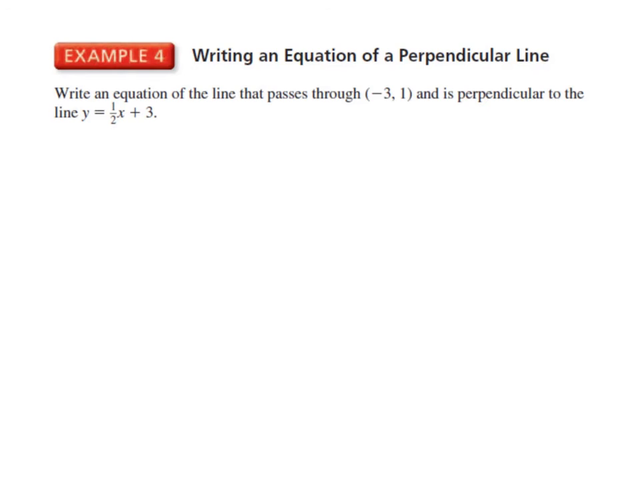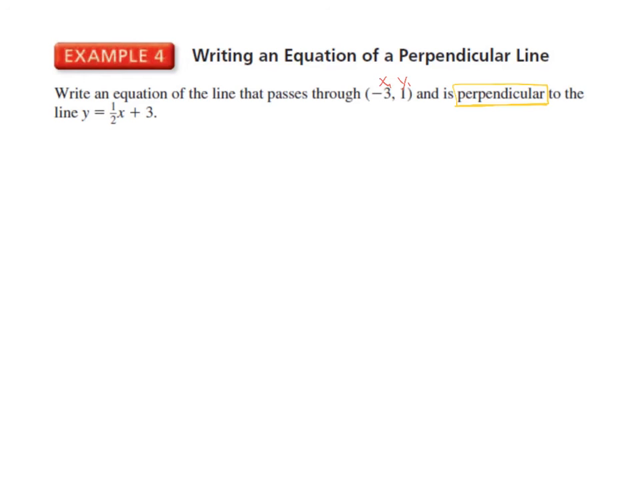Okay, here's something that is only a little bit new. We are once again being given a point. So here's the xy coordinates of a point, so we can use those as x1, y1. And we're given a line just like we were with the parallel. The only thing that's different today is this says we're looking for a line that's perpendicular to the line y equals a half x plus 3.